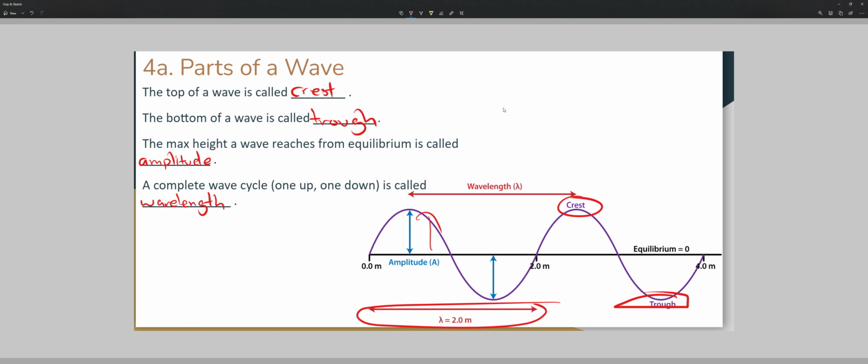Now again, your equilibrium point is really this middle line right here. It's where the object normally is, or where everything would be if there was no wave, no disturbance. Okay, and that's your equilibrium.